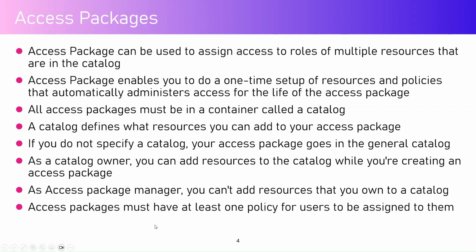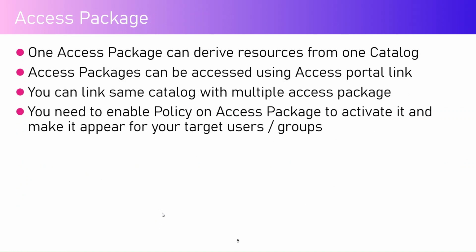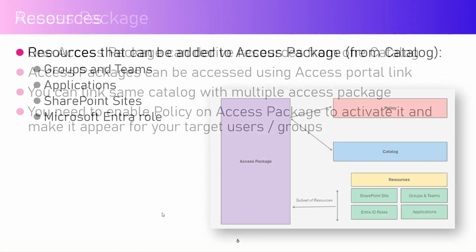Access packages must have at least one policy for users assigned to them. So there has to be one policy. Without a policy, that access package will not be activated. One access package can derive resources from one catalog. Access packages can be accessed using an access portal link, which I'm going to show you while demonstrating. That means the user needs to go to a link and then request access or view the historical information of what has happened through that approval process. You can link the same catalog with multiple access packages. You need to enable a policy on access packages to activate them and make them appear for the target users.